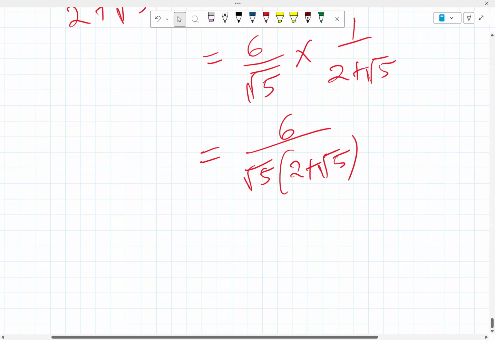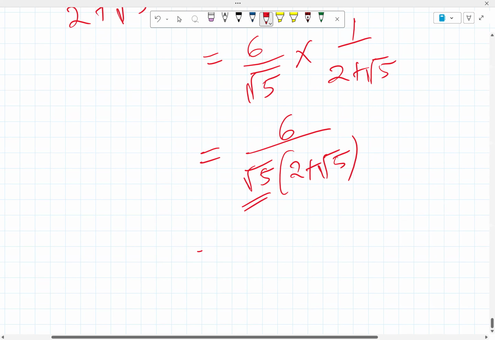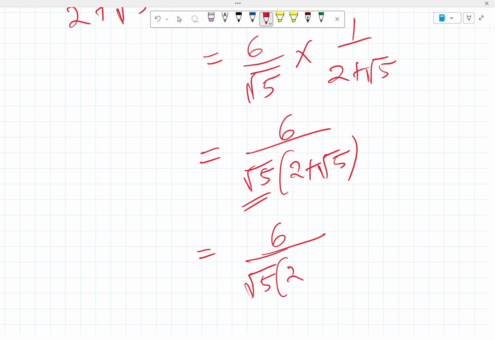So here we are going to have this in layers. We can get rid of this root 5 first, being a single surd. So we have 6 over root 5 into 2 plus root 5 multiplied by root 5 all over root 5.